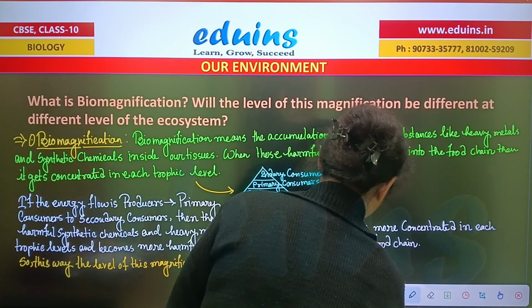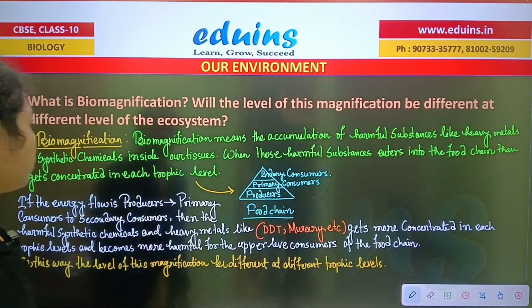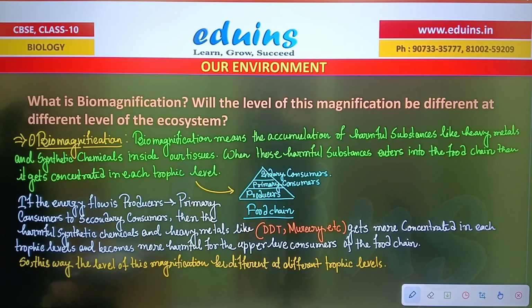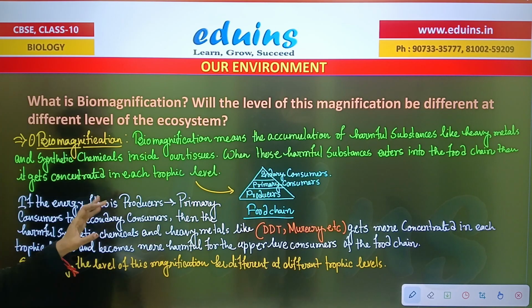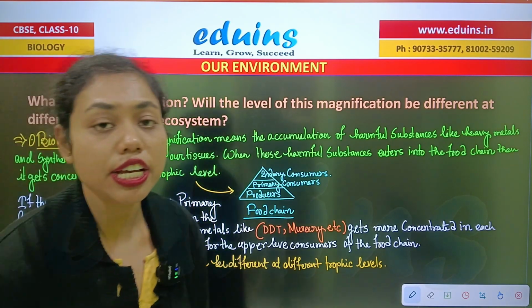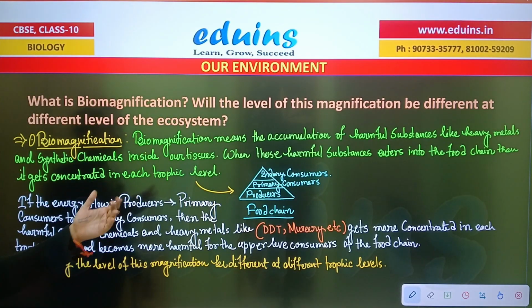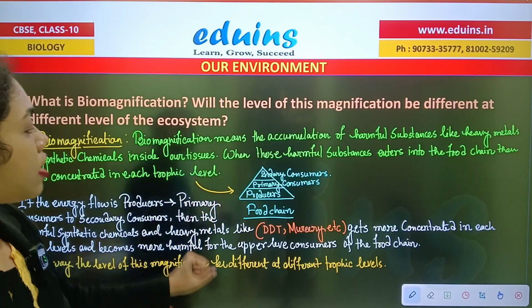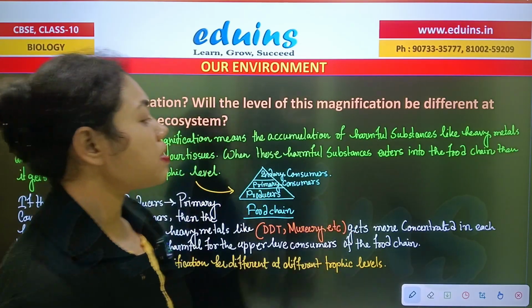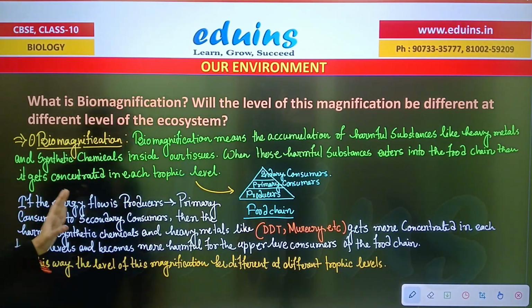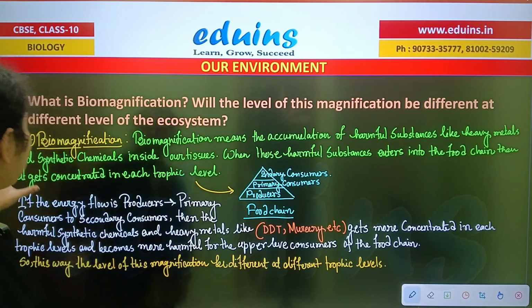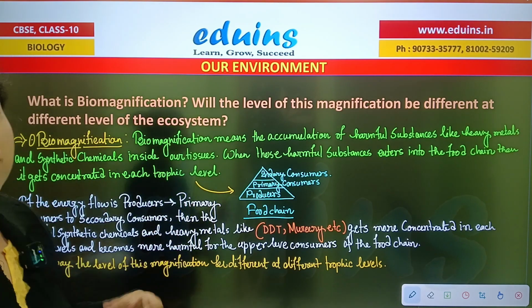Okay, so do you understand? So what is biomagnification? Biomagnification means the accumulation of harmful substances like heavy metals and synthetic chemicals inside our tissues, and when those harmful substances enter into the food chain, then they get more concentrated in each trophic level.